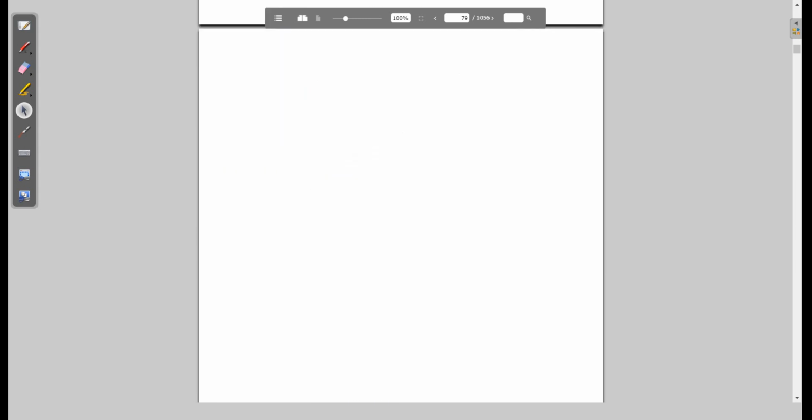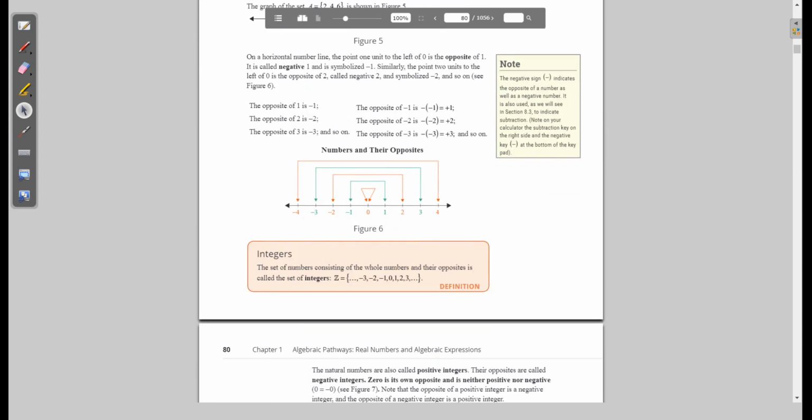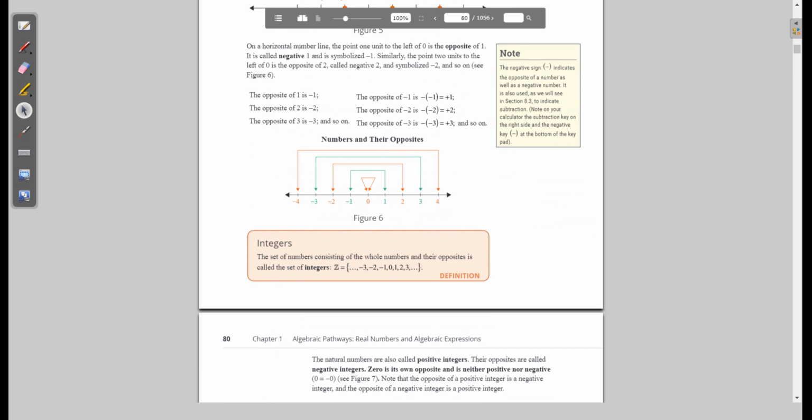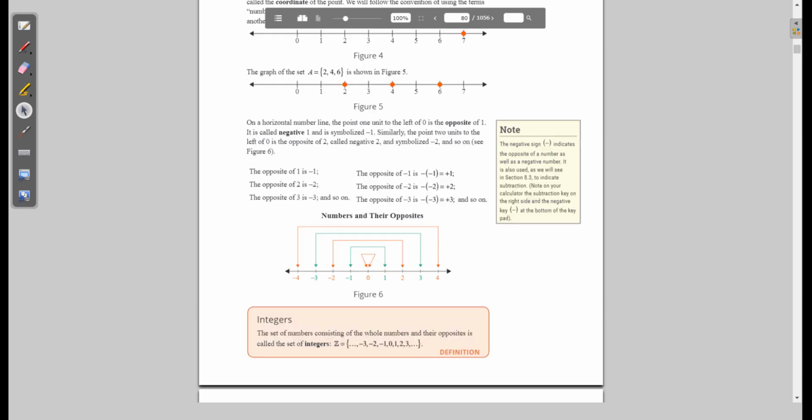Now, integers are all the whole numbers: the negative whole numbers, the positive whole numbers, and 0.